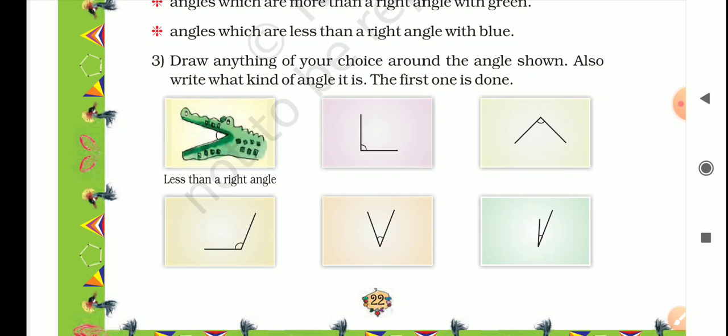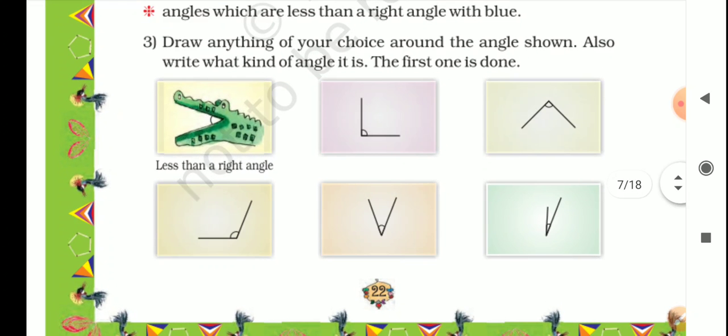What is given? Draw anything of your choice around the angle shown and also write what kind of angle it is. Now you have to identify first what kind of angle is given, and then you have to draw according to the kind of angle. You have to draw anything of your choice, whatever you want to draw with the help of that angle.